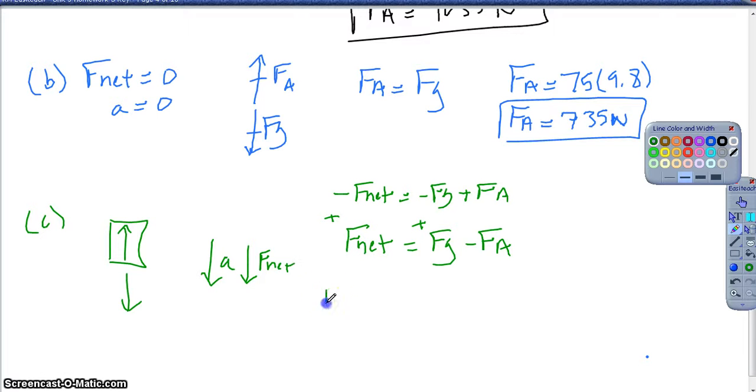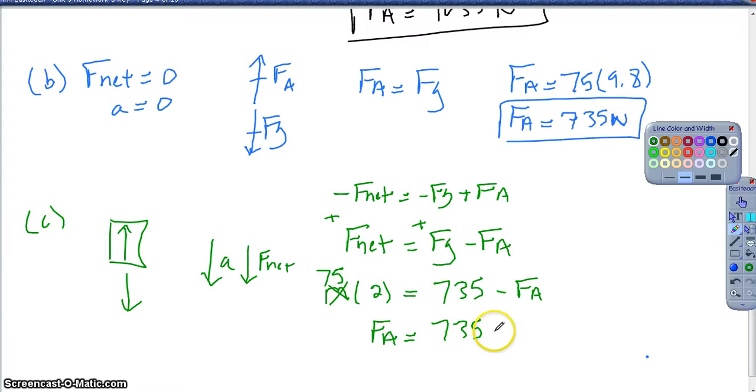So anyway, breaking this up, my mass times my net acceleration of 2, because I'm accelerating downward at 2 meters per second squared, equals my force due to gravity, which I already know because I've worked it a couple times now, is 735, minus the apparent weight. The mass of the person is 75. Solving for the apparent weight, I get 735 minus the 150 that I get from multiplying these two together. So my apparent weight ends up being less than it normally would be: 585 newtons on the trip back down.